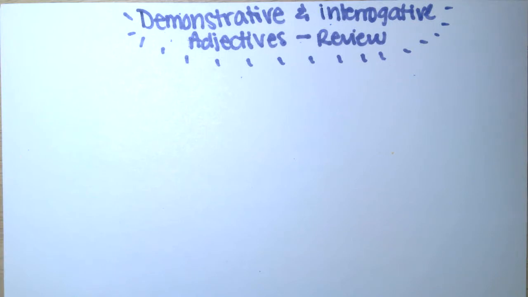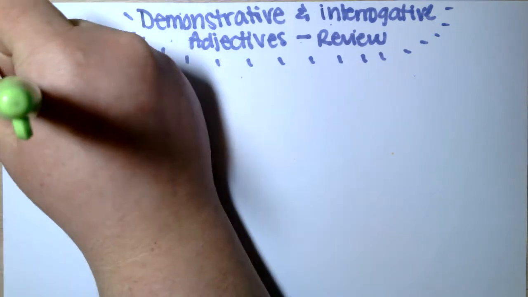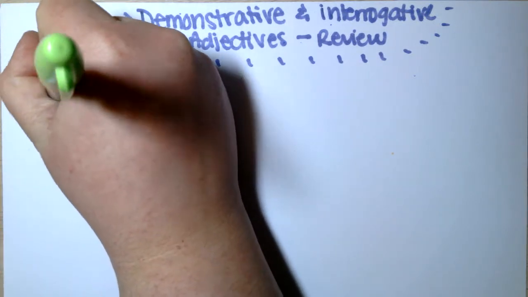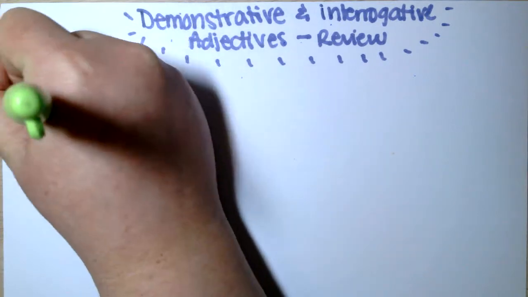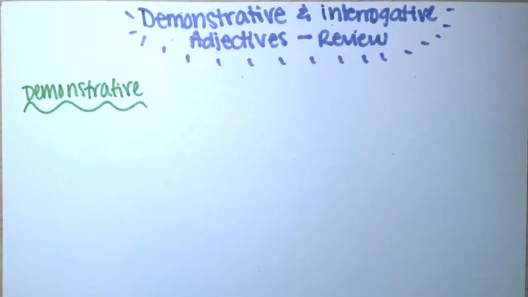Today, we're going to talk about demonstrative and interrogative adjectives as a review. So, I've got my paper all set up. The first one that I want to talk about are demonstrative adjectives. So, over here, I'm going to write demonstrative. All right, so we've got demonstrative over here, and then on the right-hand side, we'll talk about interrogative in a little bit.